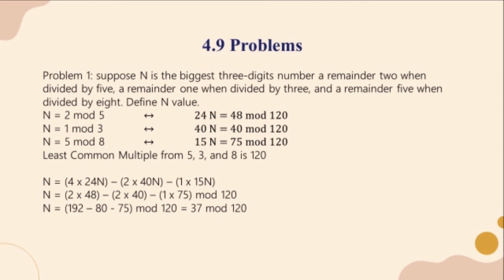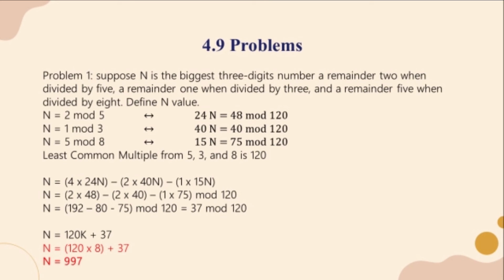So n is 37 modulo 120. We can write n equals 120k plus 37. It depends on the question; if it says positive integers, it starts at 0. In this question, n is the largest 3-digit number, so we should use the biggest 3-digit number, that is 999. From here, we must determine what k is to get the largest 3-digit number.